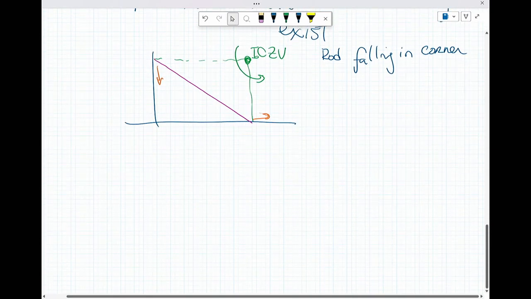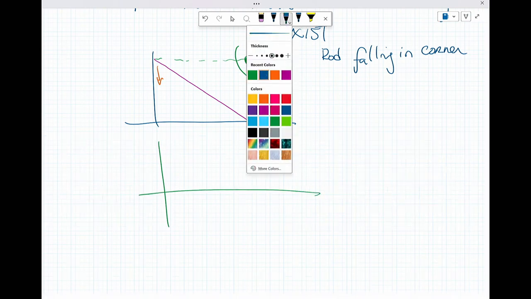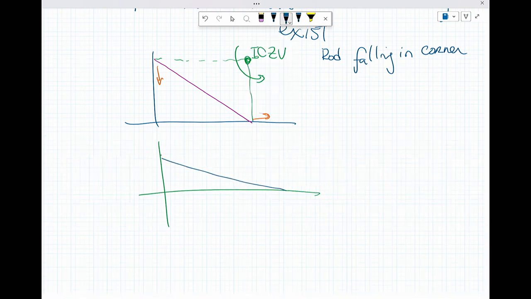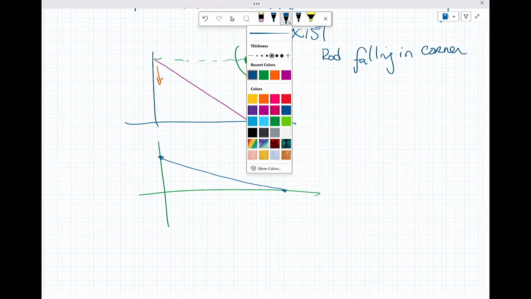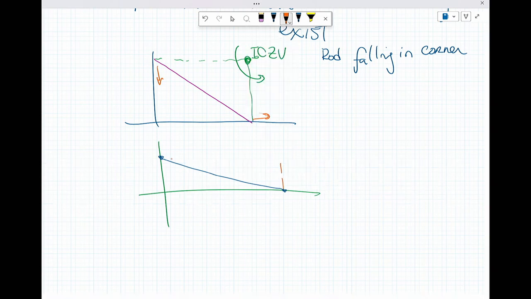And as it falls, that instantaneous center is going to shift. And I need to recognize that this is all geometry dependent. So the instantaneous center at instant 1, at time 1 at the top, is not the same as at time 2.